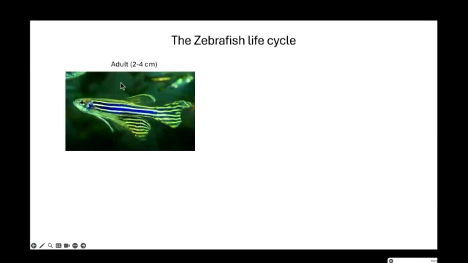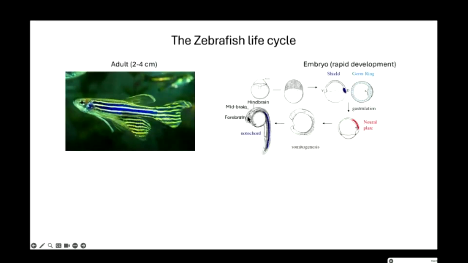Okay, so many of you have probably seen adult zebrafish. You can go to Petco and buy some. You may have some in a tank at home. The adults are about 2 to 4 centimeters long, an inch and a half. When we talk about zebrafish, we're focusing on a couple of different stages. So very early embryo, so this is a 1-cell embryo here, and it develops very rapidly. So it goes from 1 cell to this very complexly patterned animal in about 24 hours.